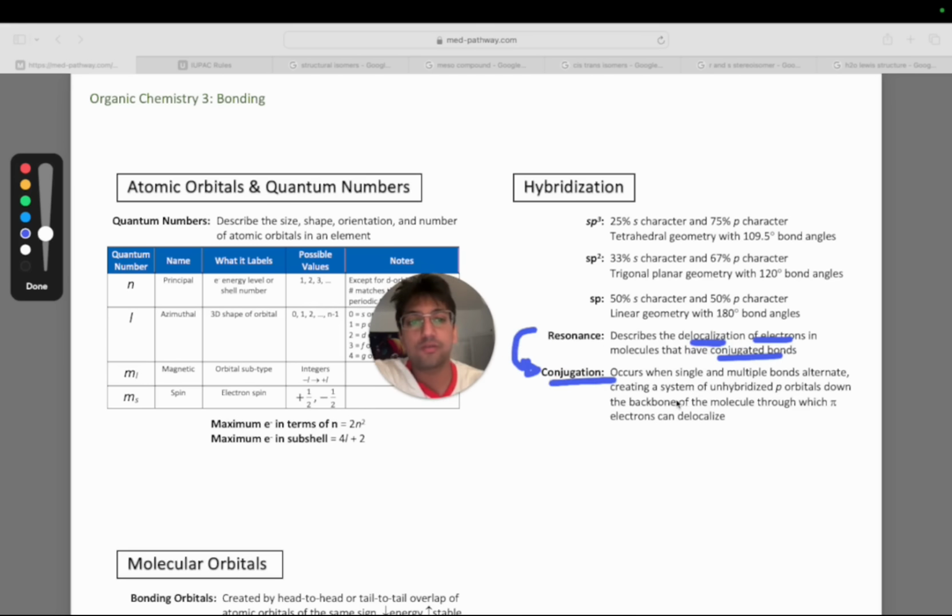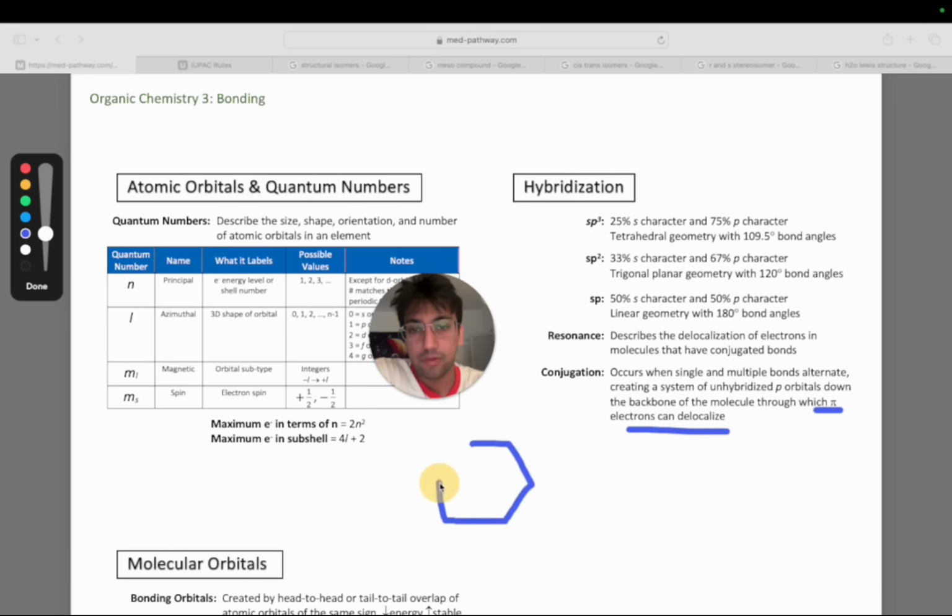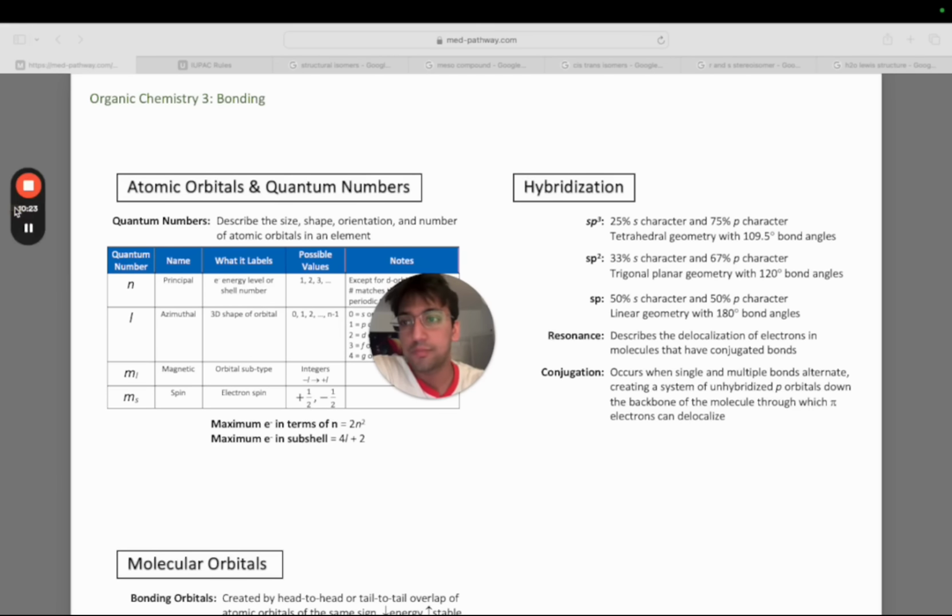Conjugation is when you have single and multiple bonds that alternate, creating a system of unhybridized p orbitals down the backbone of the molecule through which pi electrons can delocalize. So that's exactly what I was just saying. We refer to that as conjugation. Okay, I'm going to show you examples of this so that it makes more sense. So we'll start with the characteristics, and then we'll go into resonance and conjugation.